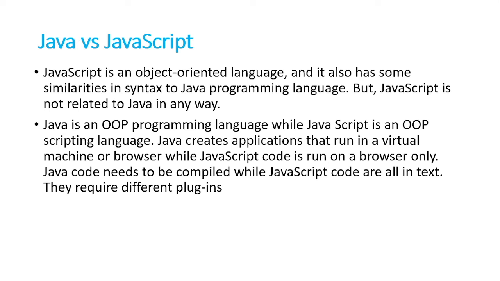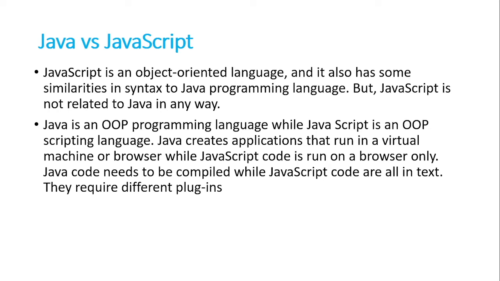Java versus JavaScript. Are they the same or different? Actually, there is a huge difference between them. JavaScript is an object-oriented language and it has some similarities in syntax to the Java programming language, but JavaScript is not related to Java in any way. They are different things. JavaScript is a scripting language, and Java is a pure object-oriented programming language, while JavaScript is an OOP scripting language. This is where they are separated.